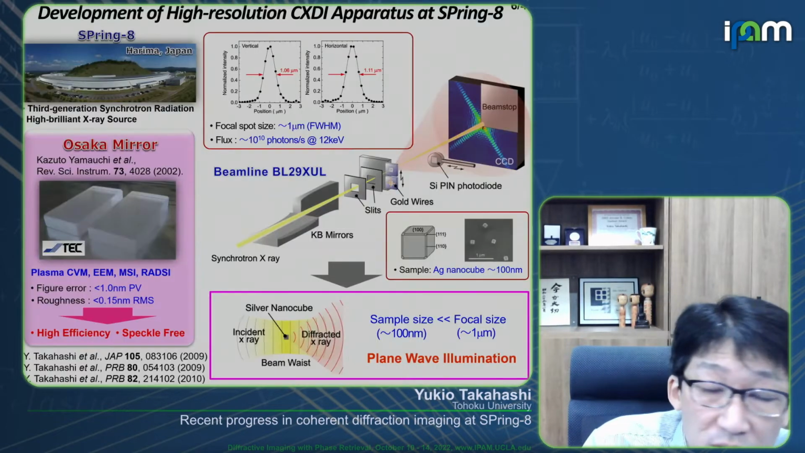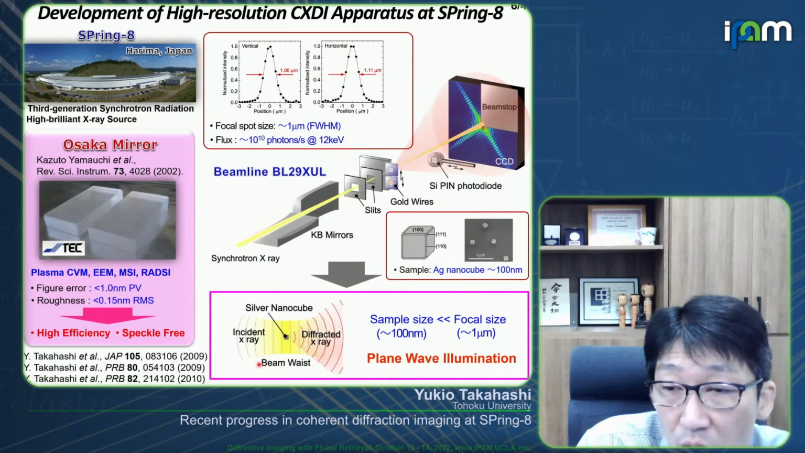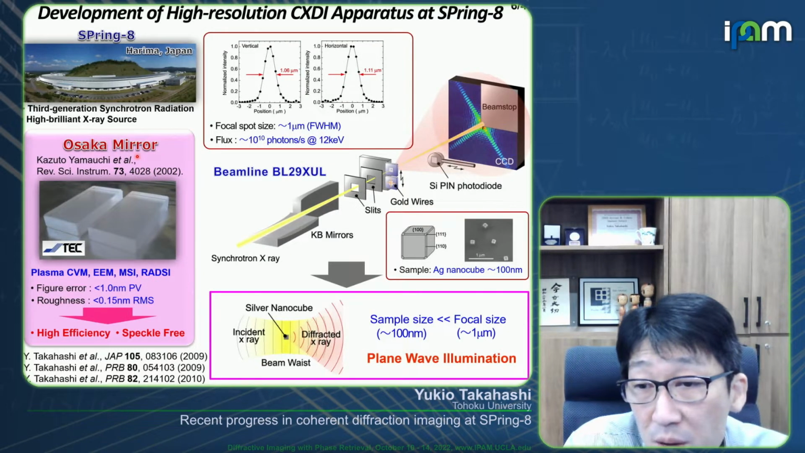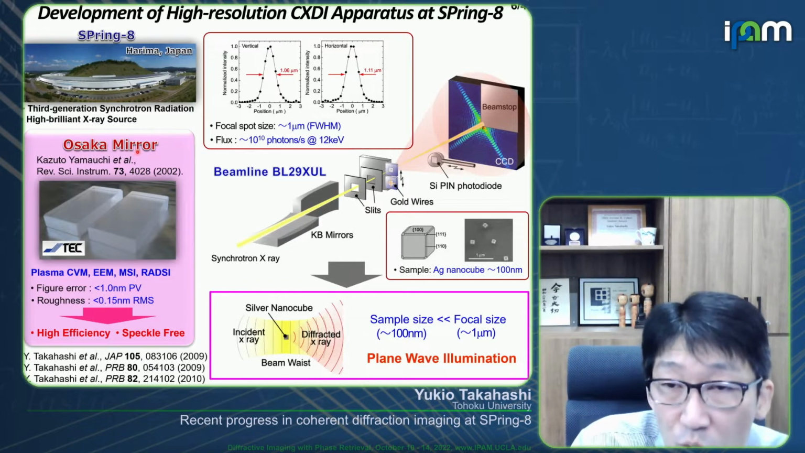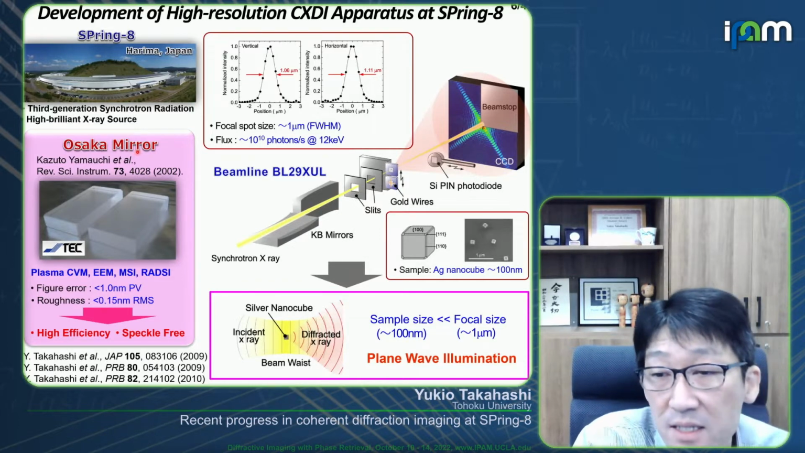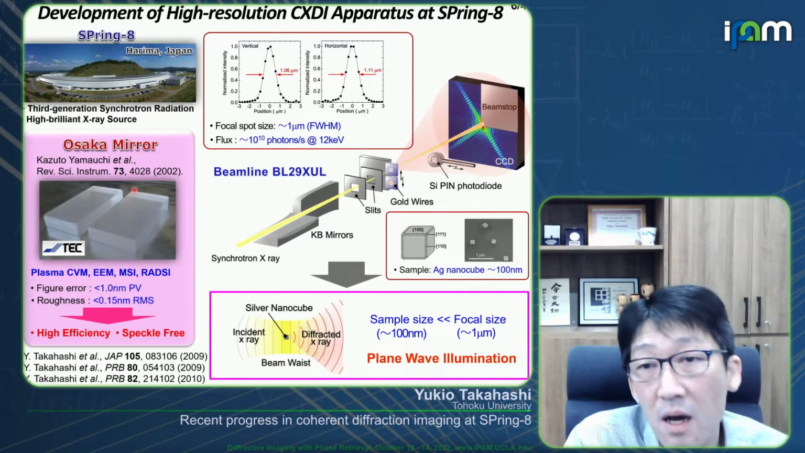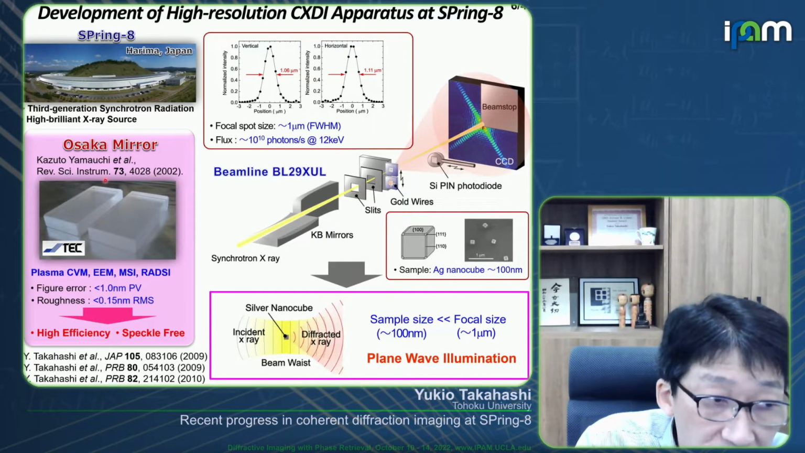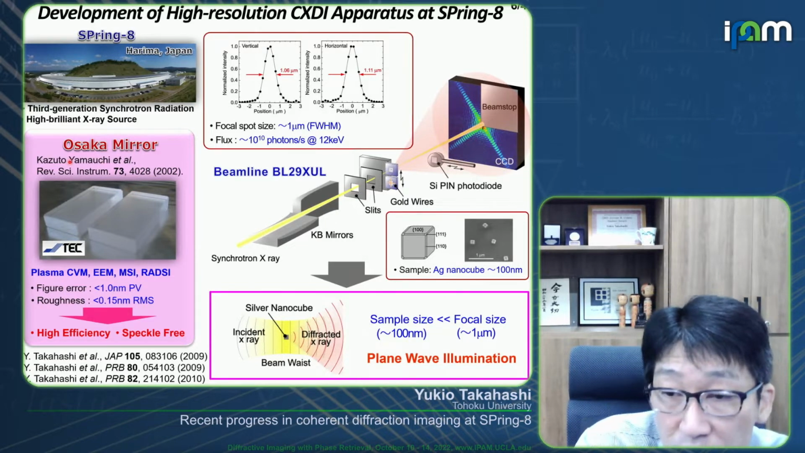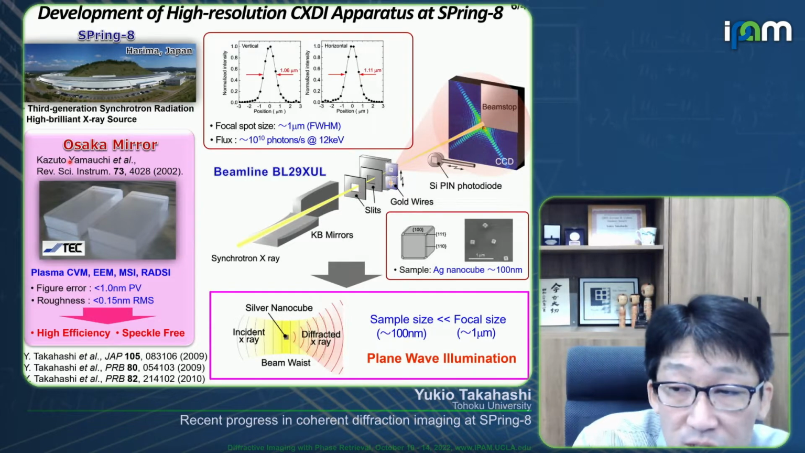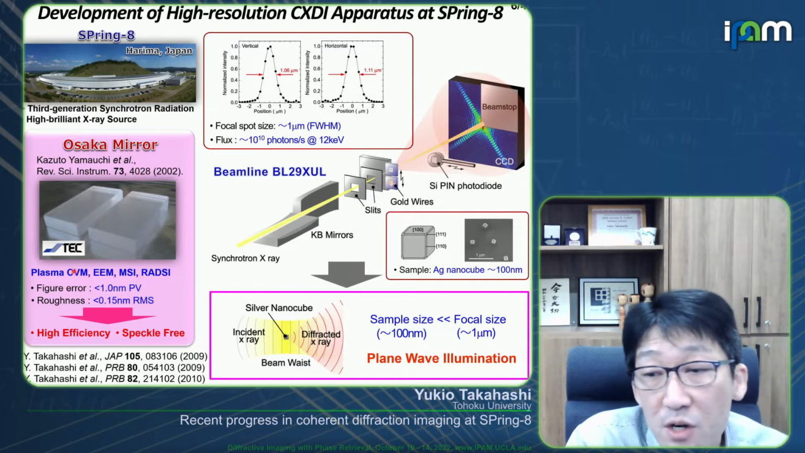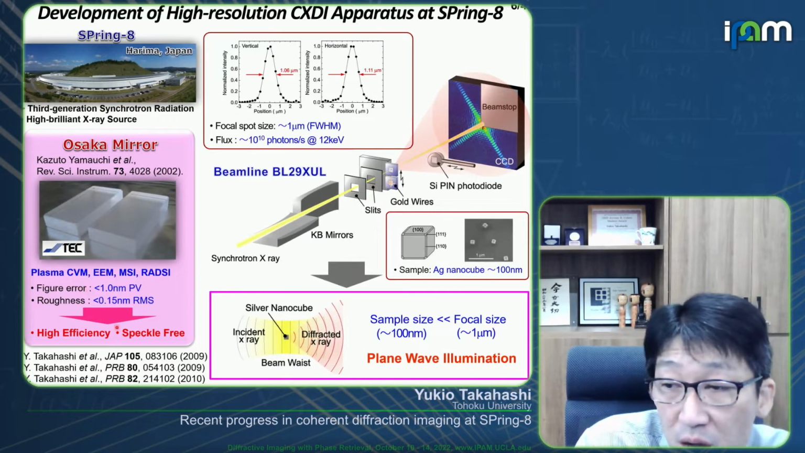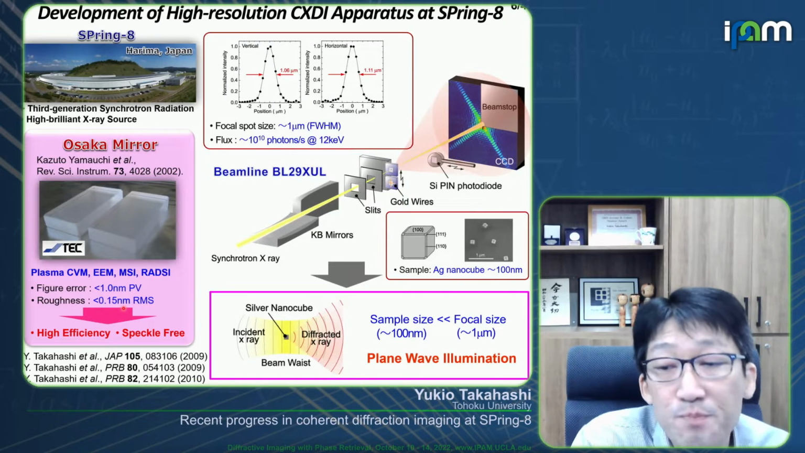SPring-8 is the third generation synchrotron radiation facility in Japan, where one can use a high brilliance X-ray beam. And fortunately, I could easily get a suitable mirror for high-resolution CXDI. That is an Osaka mirror, which was originally developed by Professor Yamauchi's group of Osaka University. Now one can purchase the Osaka mirror from JTEC Corporation in Japan. This mirror has a high accuracy surface shape and realizes high efficiency X-ray focusing and speckle-free illumination.